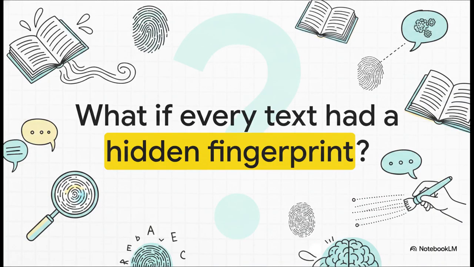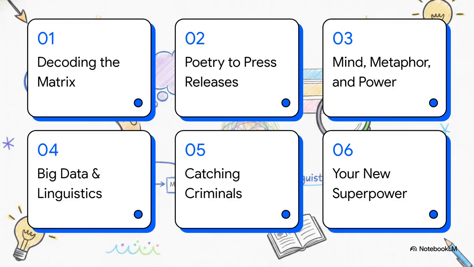What if every single text you read, whether it's a massive classic novel, a quick breaking news alert, or literally just a text message from a friend, had a hidden fingerprint, like a totally unique signature, left behind by the author completely unconsciously? And what if I told you there's an entire field of study dedicated to doing nothing but dusting for those exact fingerprints? Okay, let's dive into this.